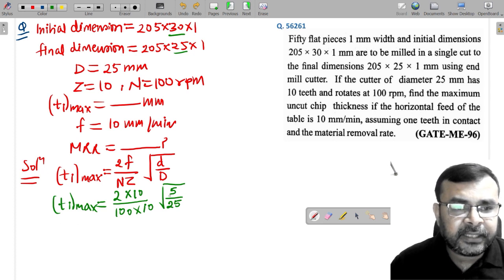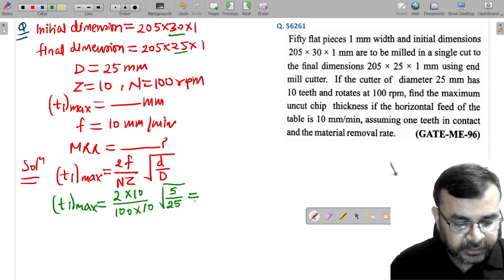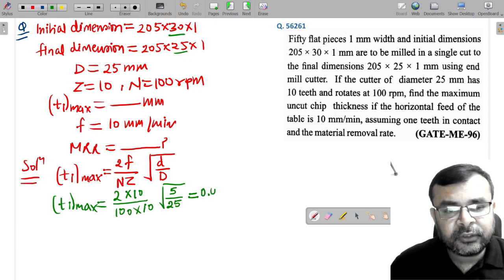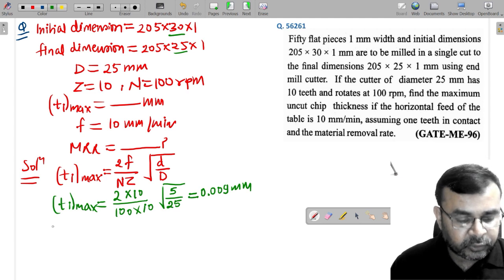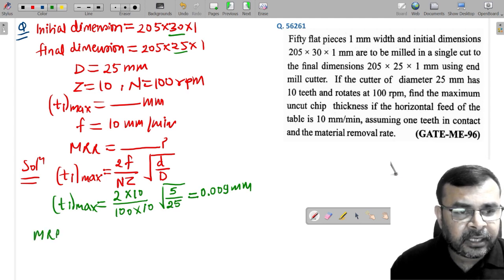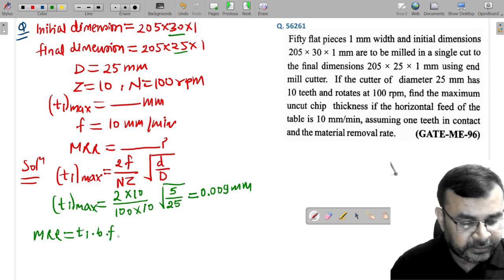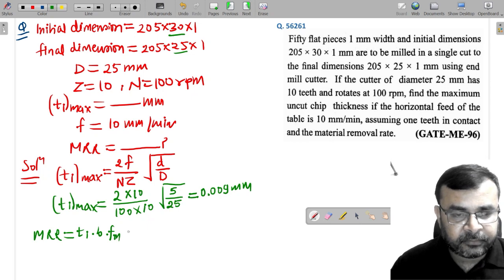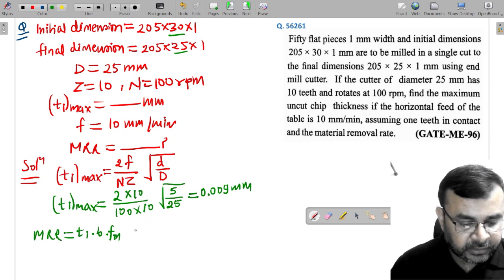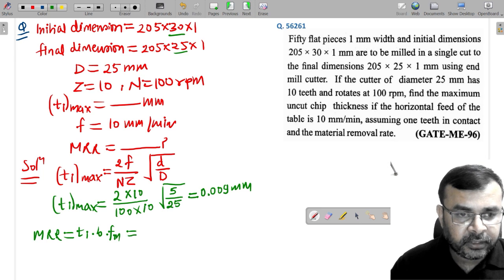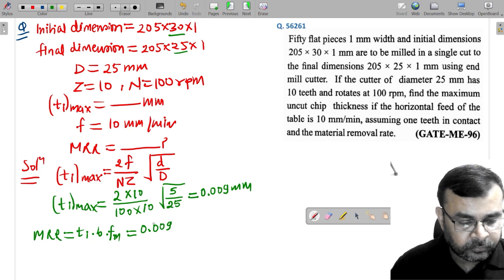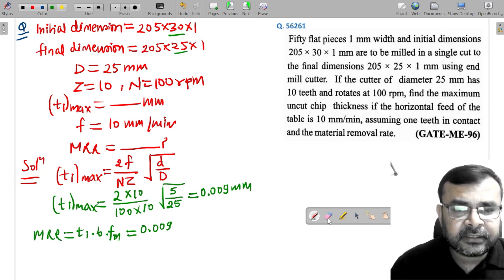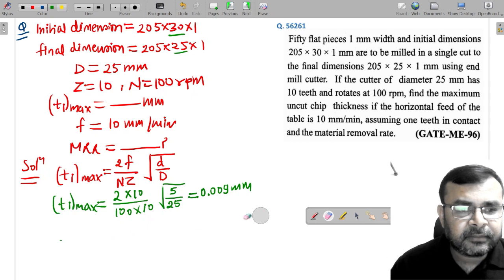If you simplify this, then after simplifying, here I am getting 0.009 millimeter. This is the T1, and once you get T1, then MRR can be written as T1 into B into feed FM, correct? So after getting this, if I put all the values here, then this is 0.009, and you can see this. And one more thing, this is maximum thickness.